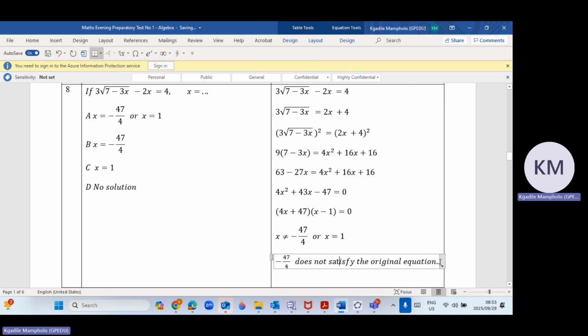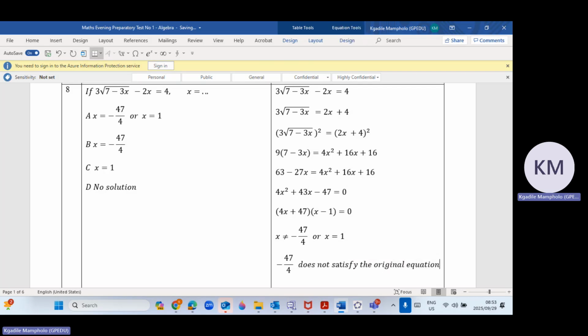So it does not. So this one does not satisfy the original equation. Let's just write it. There was a misspelling. It does not satisfy the original equation.